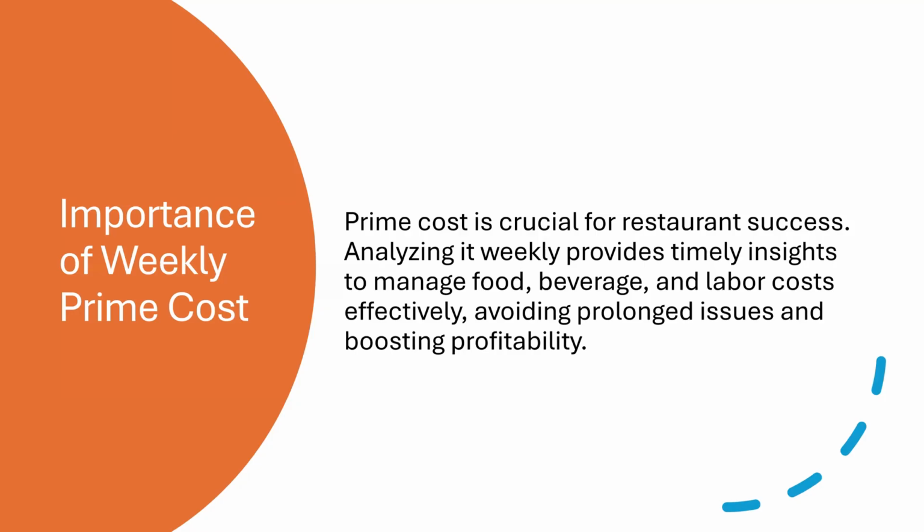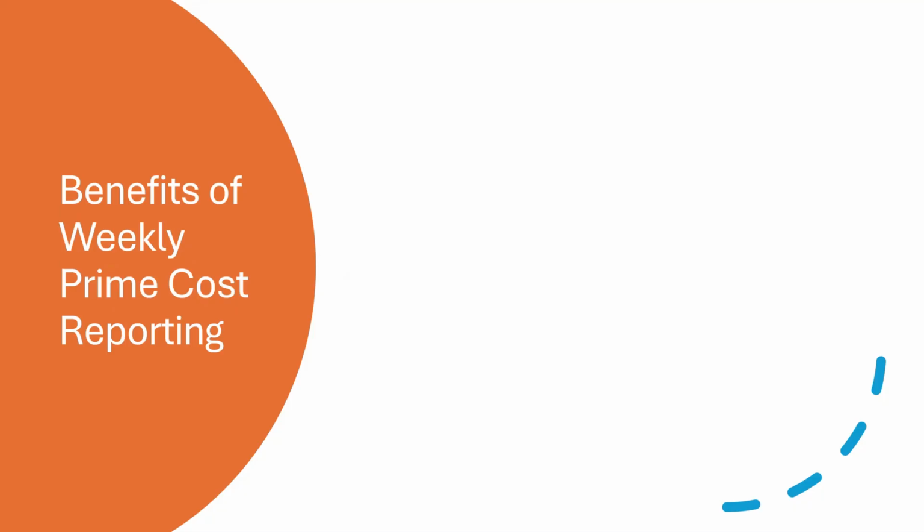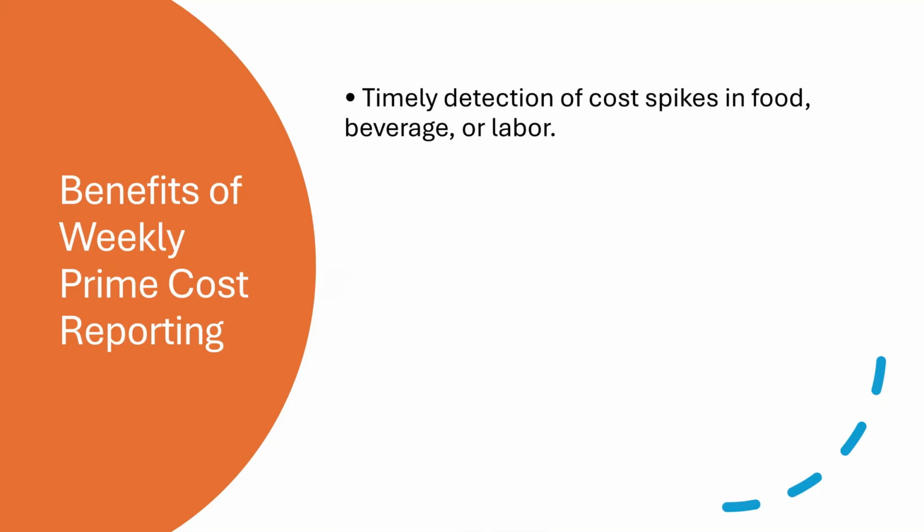So obviously we talked about how crucial prime cost is to the restaurant's success. Analyzing it weekly will provide that timely insight to manage the food, beverage, and labor costs, right? And help us get a good start on this. Some of the benefits: if food costs spike, whether it's beverage or labor, we can catch that earlier and maybe do something about that.